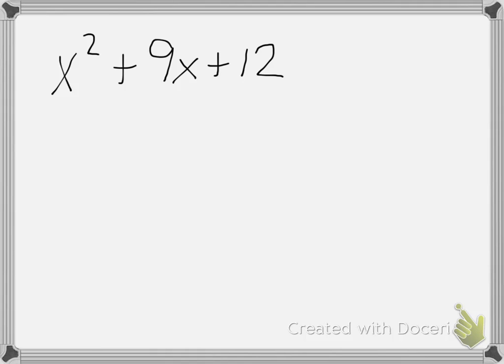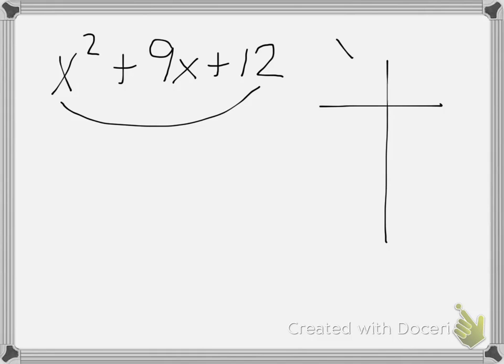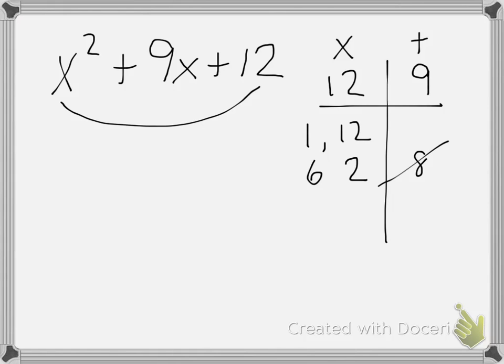So if I look at this problem, I need something that multiplies to 12 and adds to 9. So 1 and 12, that doesn't add to 9. 6 and 2, that doesn't add to 9, that adds to 8. So those two don't work. 3 and 4, those add to 7, so that doesn't work. And then I've exhausted the factors of 12. There's nothing else that makes 12. So then I know that this is prime.